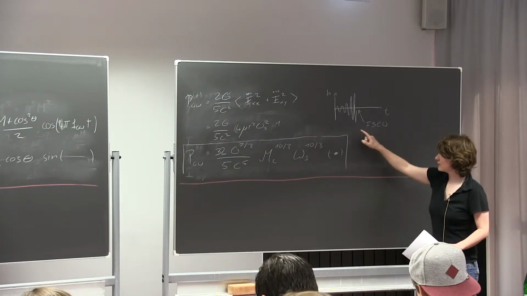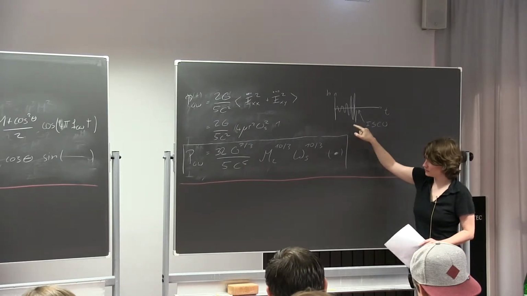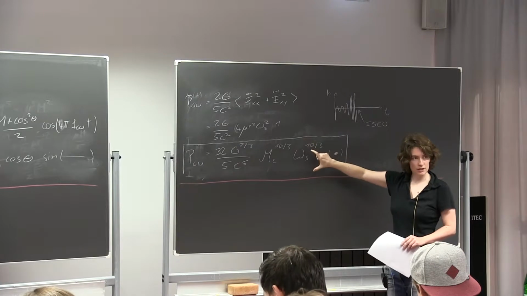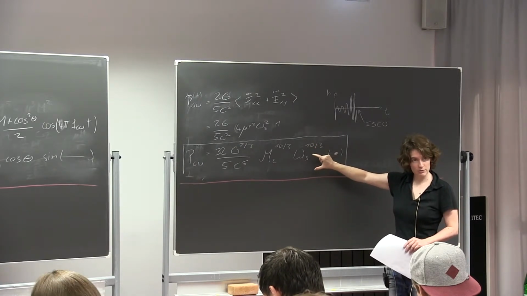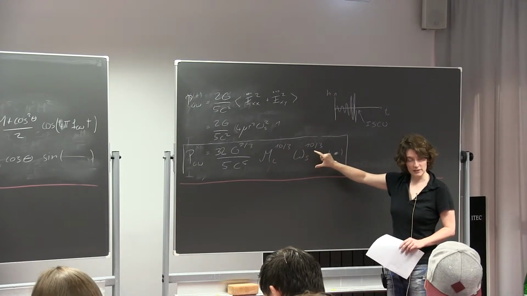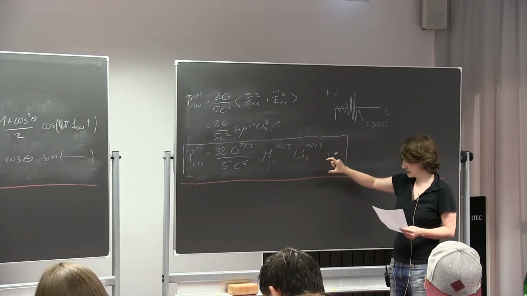And this loss of energy in binary systems is precisely what I was mentioning the other day, the way gravitational waves were first indirectly detected. This was Hulse and Taylor.